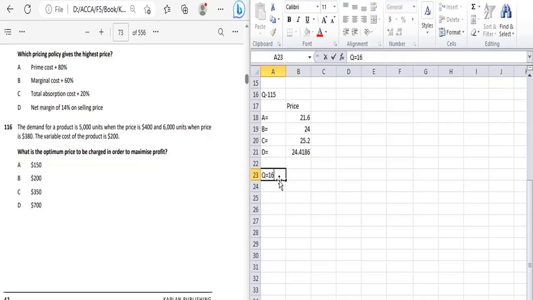So question 116: demand for the product is 5000 units when the price is 400, and 6000 units when the price is 380, and the variable cost of the product is 200. First of all, we have to formulate our demand equation, which is not given in the question. In the earlier question it was given. So the demand equation is P = A - B × Q. We don't know what B is, so we need to calculate it.